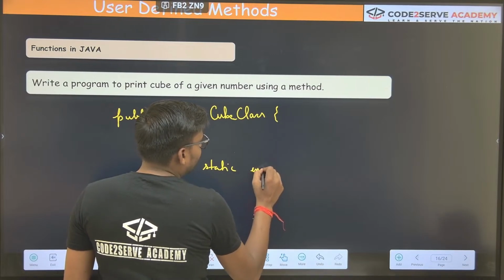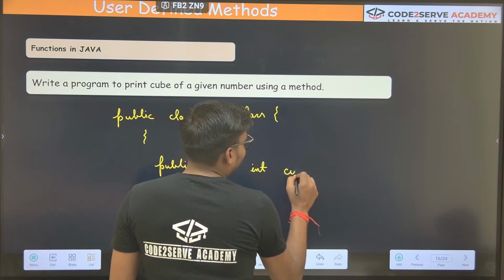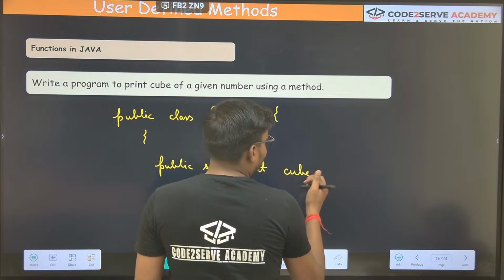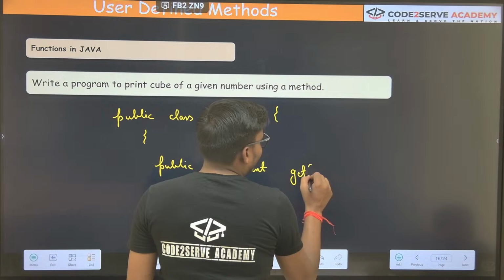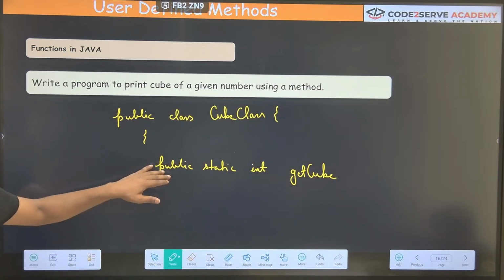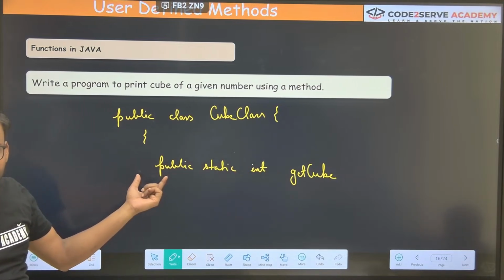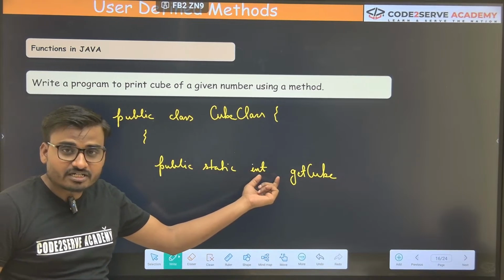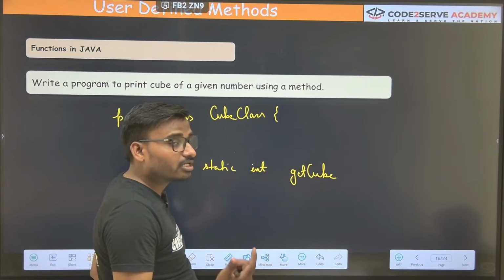int getCube. So I have created the definition, you can see over here, public static int. This is the access specifier. This is the static keyword we are using. This is the return type, and this is the function name, or the method name.